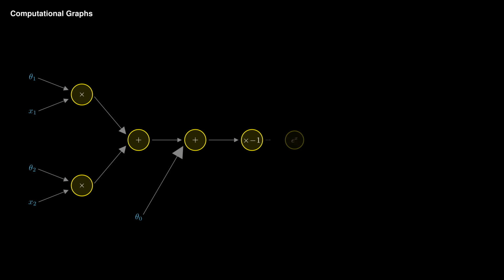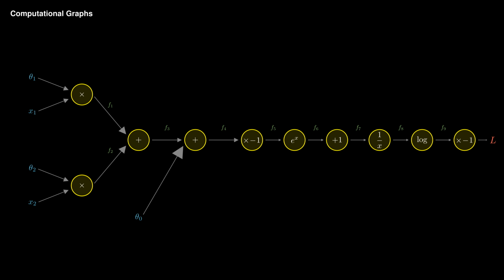We start with the inputs on the left. Theta 1 times x1 gives f1. Theta 2 times x2 gives f2. Adding f1 and f2 gives f3. Adding theta 0 gives f4. Multiplying by negative 1 gives f5. Taking the exponential gives f6.